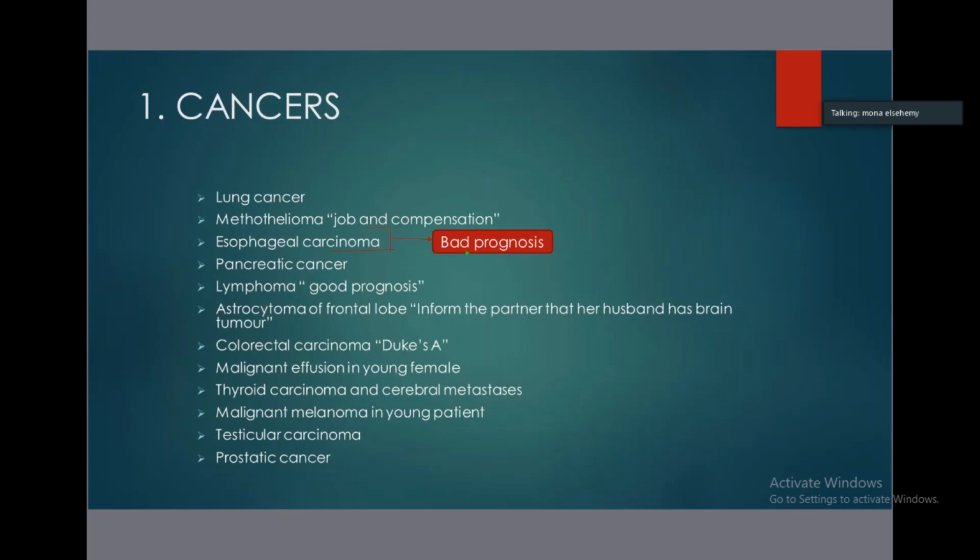So as you are going to see while we are discussing different types of cancer, there is a clinical issue or a legal issue or an ethical issue in each of them that you have to be aware of and raise to your patient.